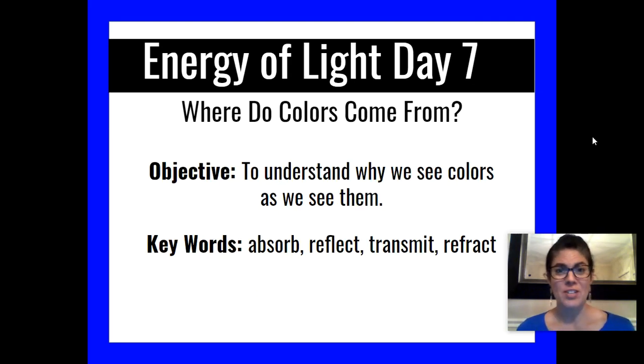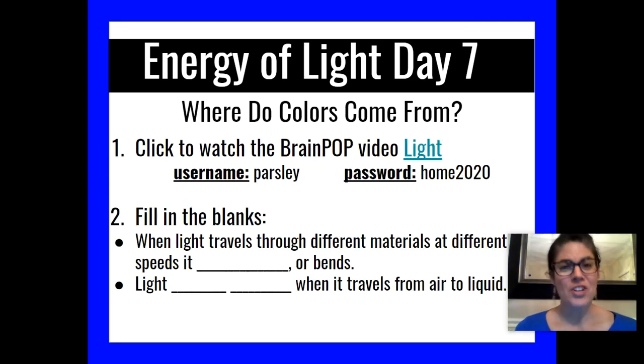The objective for today's lesson is to understand why we see colors as we see them. The key words are absorb, reflect, transmit, and refract. The first thing I want you to do in today's lesson is to watch the BrainPop video on light. You're just going to click on this link and it will take you to the BrainPop site and this video.